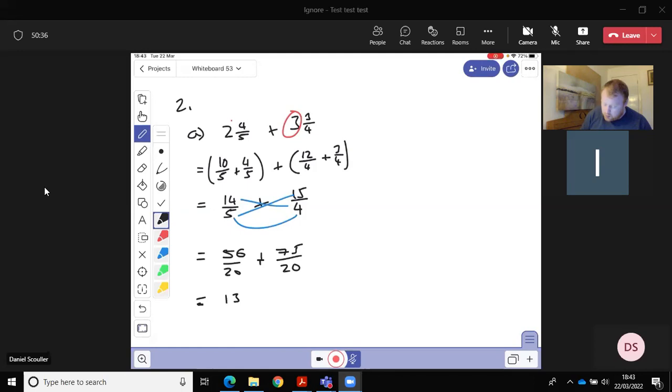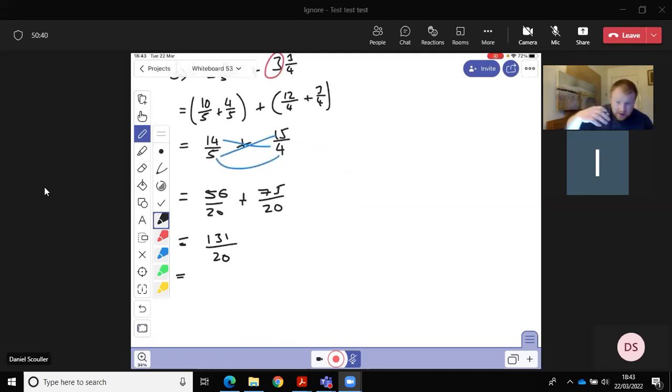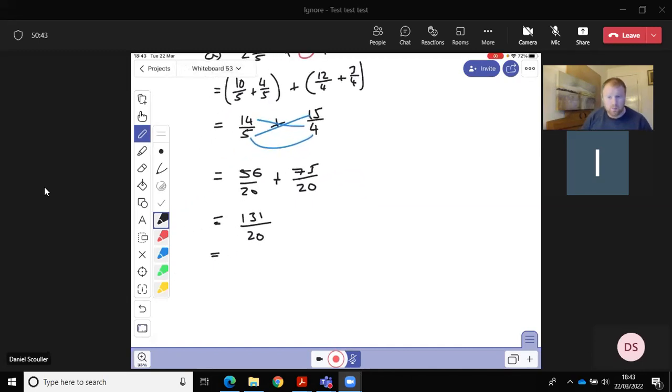That's 131 over 20. And then you need to break it back into the mixed number. So how many 20s go into that number? 6 full 20s go into it, and then you're left with 11 at the end of it.